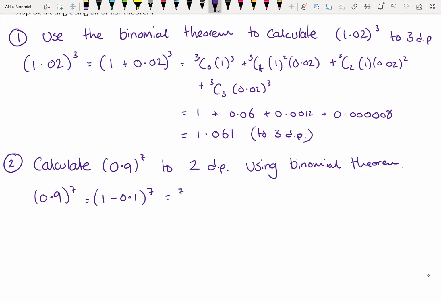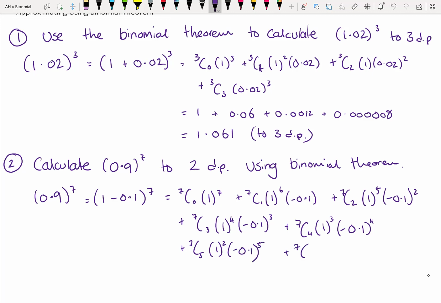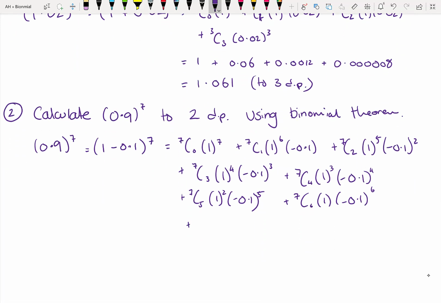And so that is going to be equal to 7 choose 0, lots of 1 to the 7, plus 7 choose 1, 1 to the 6, minus 0.1, plus 7 choose 2, lots of 1 to the 5, minus 0.1 squared, plus 7 choose 3, to the 4, minus 0.1 cubed, plus 7 choose 4, 1 cubed, times minus 0.1 to the 4, plus 7 choose 5, now we've got 1 squared, minus 0.1 to 5, plus 7 choose 6, 1, times minus 0.1 to the 6, plus 7 choose 7, lots of minus 0.1 to the 7.